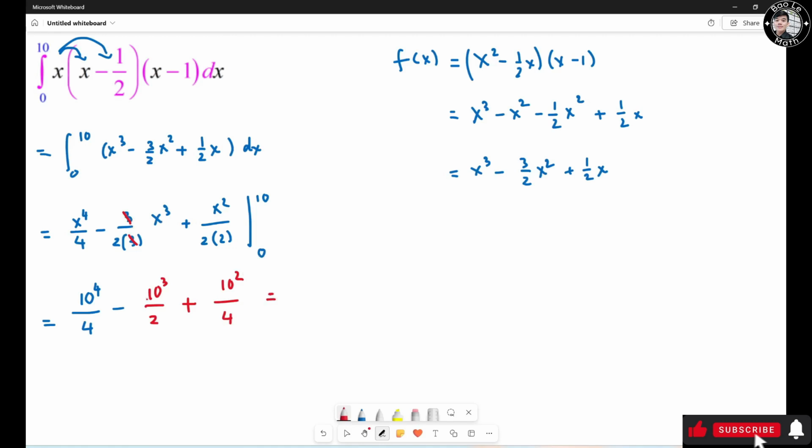So it's going to be 10 to the 4. It could be 10,000. 10,000 divided by 4 is going to be 2,500, right? Minus this one is 1,000 divided by 2. It could be 500, right? And plus 100 divided by 4. It could be 25. So it's going to be 2,025. This one is the final answer.